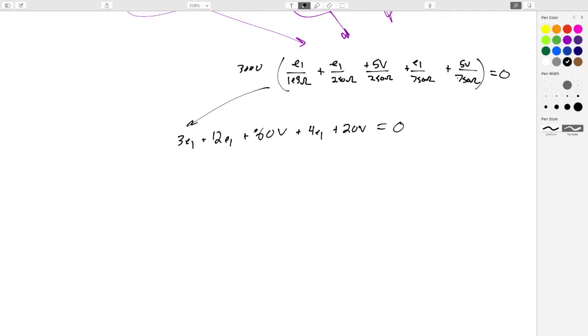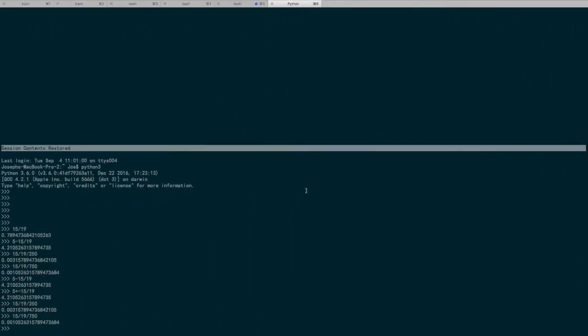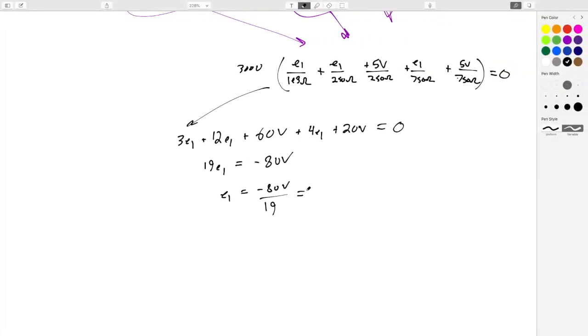Let's lump the E1s together. Again, that's going to be 19E1 equals negative 80 volts. So E1 should equal negative 80 volts over 19, which equals, let's solve that real quick, negative 4.2105, so negative 4.211 volts. Good. And we know from before E2 equals negative 5 volts.